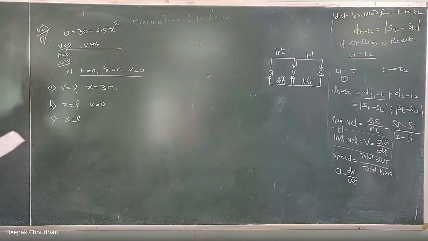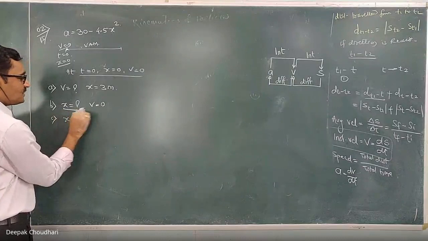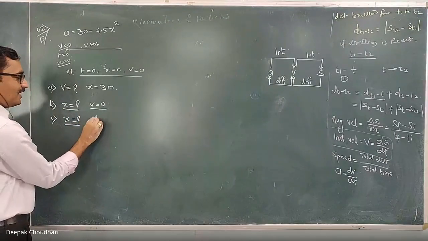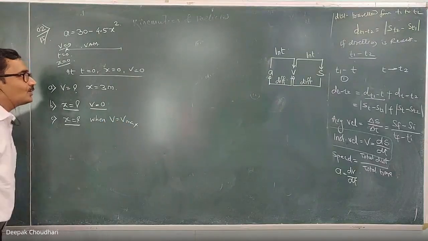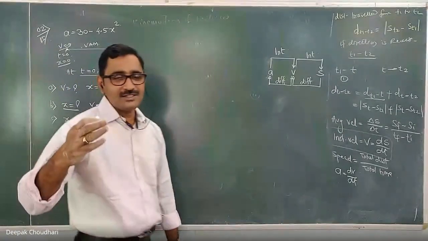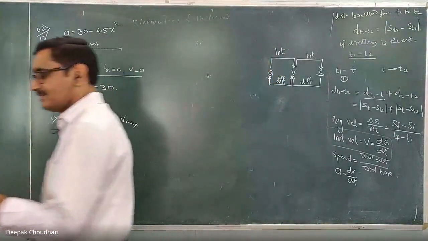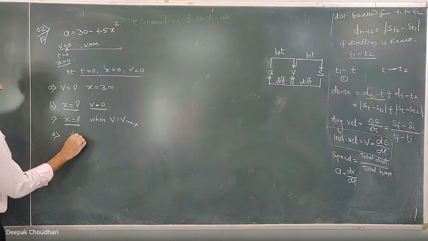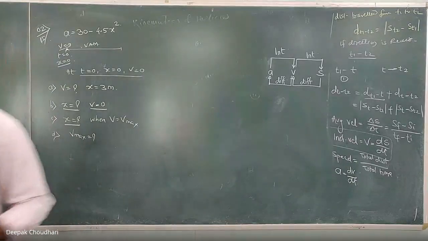Again, you have to calculate the position, meaning the displacement, when the velocity is maximum. This is the position when velocity is 0. Now you have to find out the position when v equal to v max. During this motion, at what position the velocity of the particle becomes maximum, and also find out that maximum velocity. Yeah, this is the question which you have to solve.